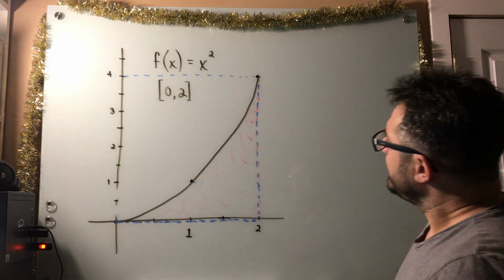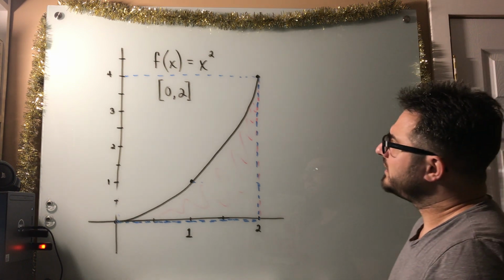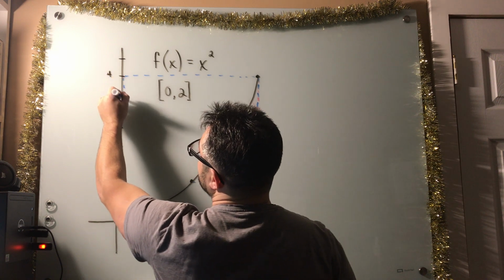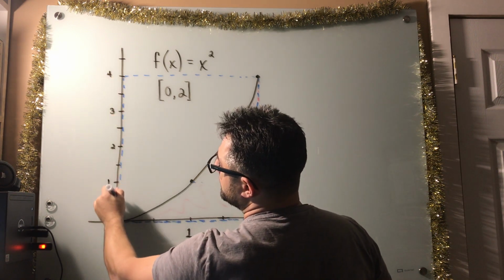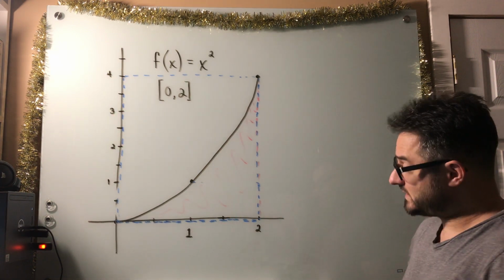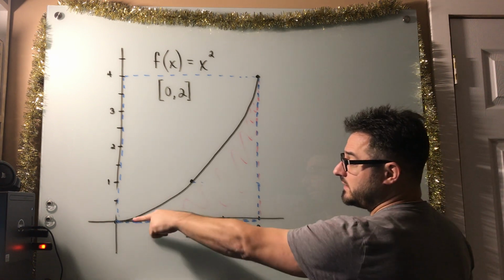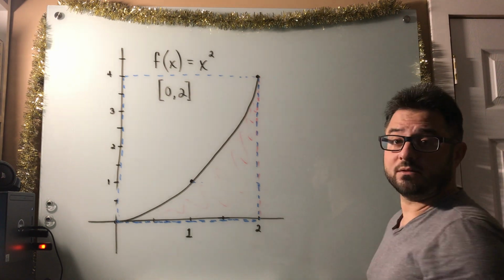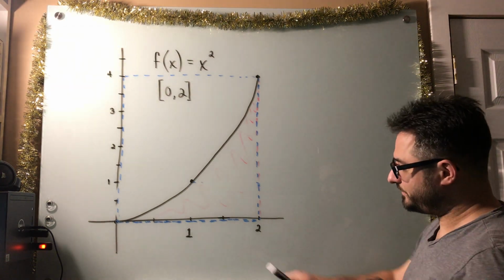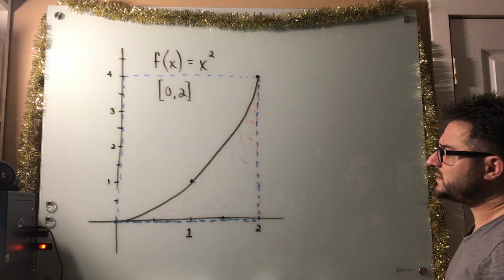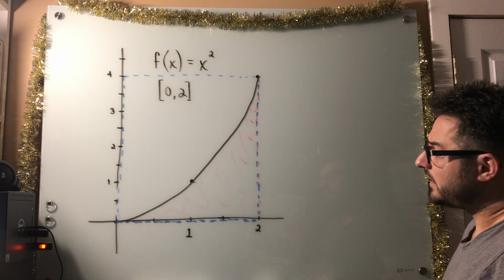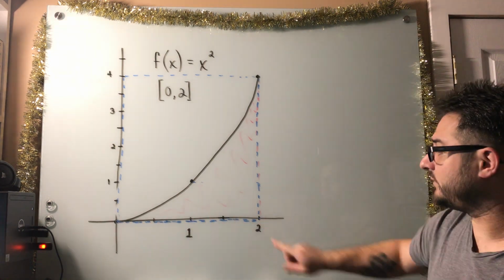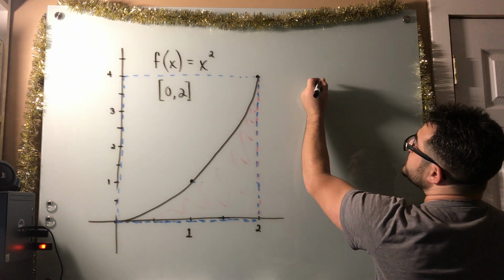So, the idea is that we're going to construct rectangles whose base sits along the x-axis and whose height is determined by the y value of the function at the right side of the interval. So, in this particular case, the base of this is the total width of the interval, and that is 2.